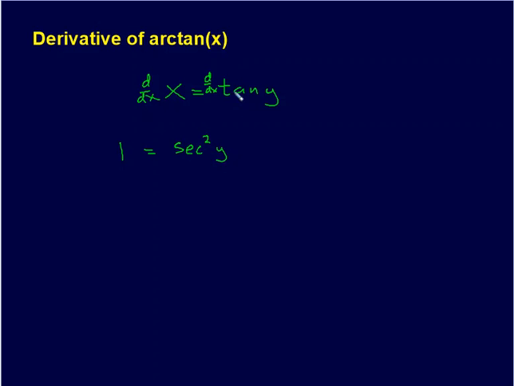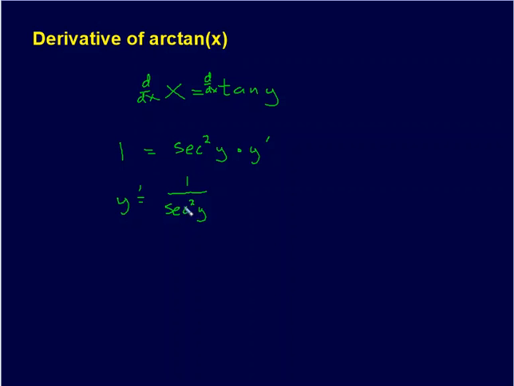But this is an implicit derivative. It's tangent of y, so we must multiply by y prime. And so by solving for y prime, I'll have an expression for the derivative of the inverse tangent function. I'm going to get y prime is equal to 1 over secant squared of y. Now for this one, again, I want the derivative to be expressed in terms of x, not y.